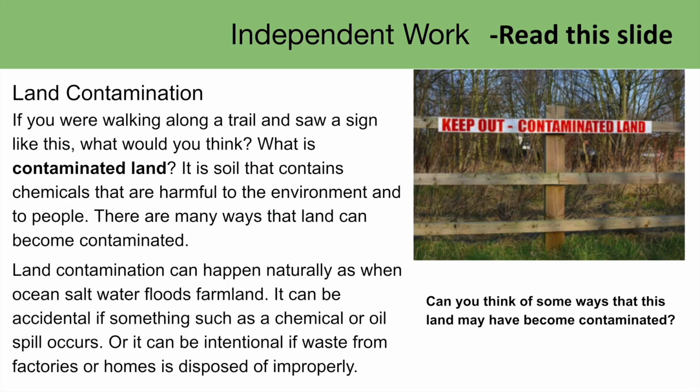Independent work. Land contamination. If you were walking along a trail and saw a sign like this, what would you think? What is contaminated land? It is soil that contains chemicals that are harmful to the environment and to people. There are many ways that land can become contaminated. Land contamination can happen naturally, as when ocean salt water floods farmland. It can be accidental if something such as a chemical or soil spill occurs, or it can be intentional if waste from factories or homes is disposed improperly.